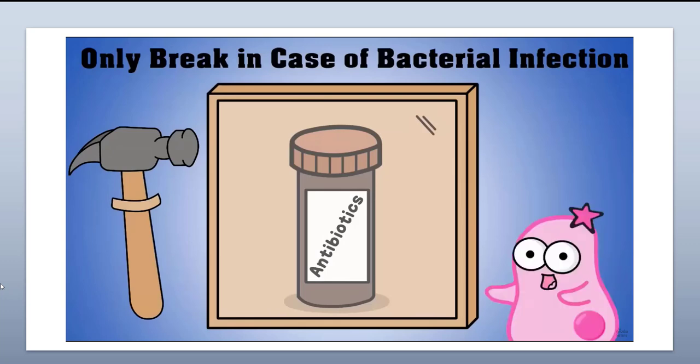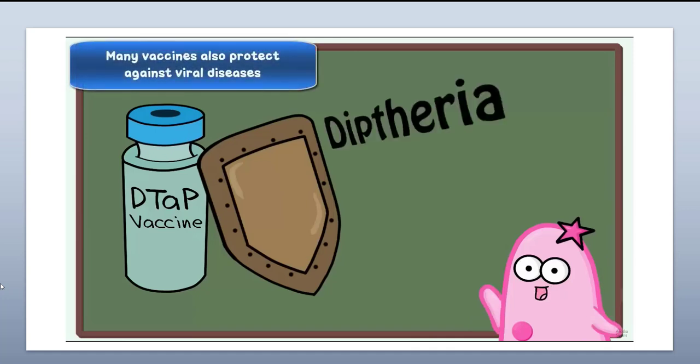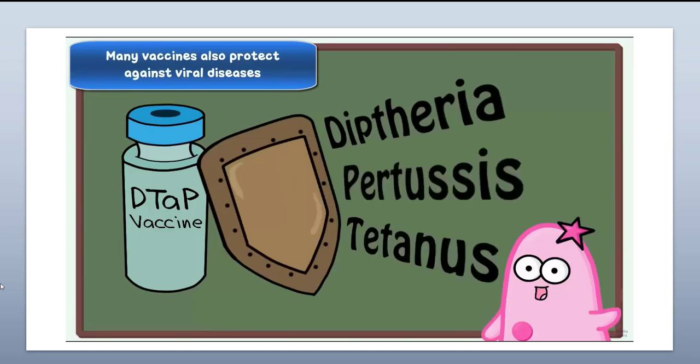Antibiotics don't work against viruses, and you don't want to be introducing antibiotics in your body when you don't need them. That will just further select for bacteria that have some form of resistance. It's also important to mention that many vaccines, like the DTaP vaccine, can protect you from serious, potentially deadly bacterial infections such as diphtheria, tetanus, and pertussis.